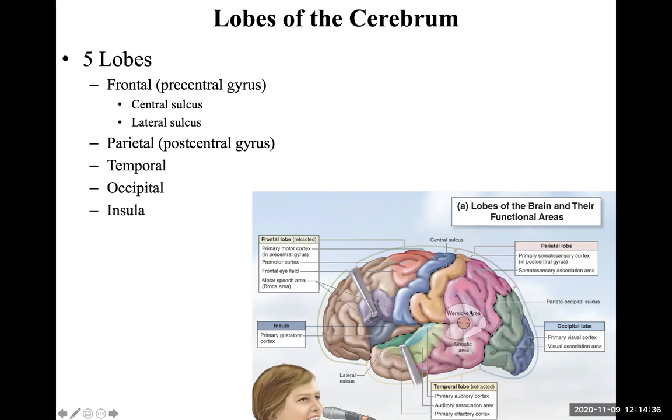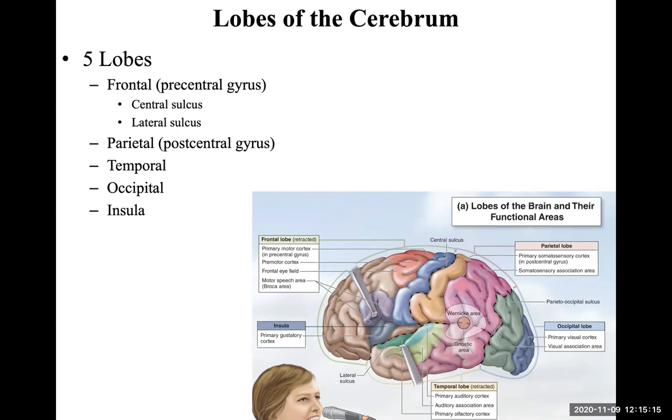Another important area to note right here is what we call Wernicke's area. Wernicke's area is also found on the left side of the brain, and it is a part of the brain that is responsible for making sense of speech, right? So Wernicke's and Broca's work together to allow you to speak and to think in words, and to be able to express yourself linguistically.